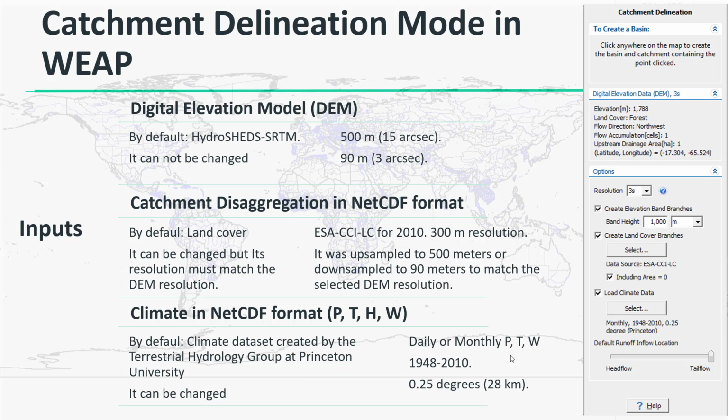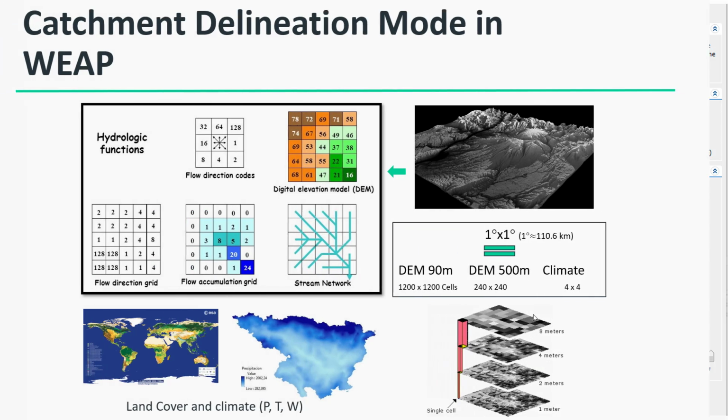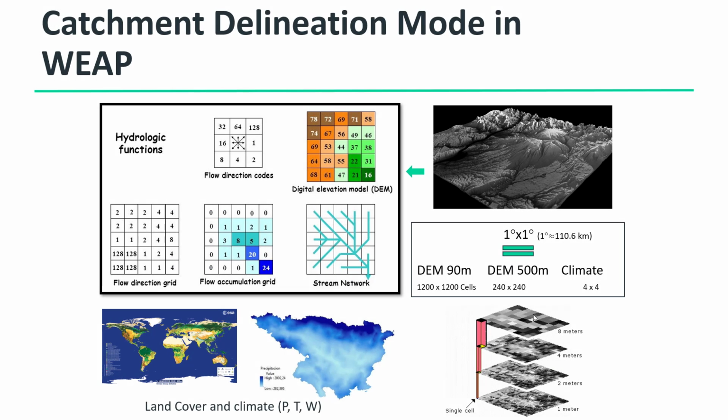The data have daily and monthly precipitation, temperature, and wind speed from 1948 to 2010 at a resolution of 28 kilometers. From any point of interest and considering the DEM, WEAP automatically delimits the basin and its main river. Then, WEAP makes the intersection between basins and the netcdf files, both catchment disaggregation and climate.